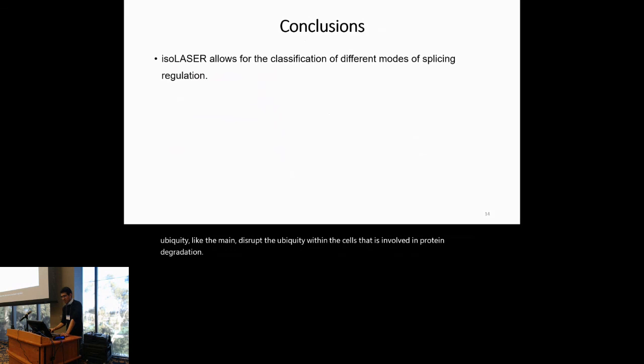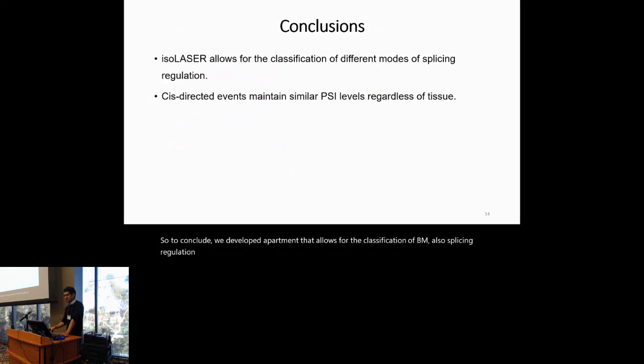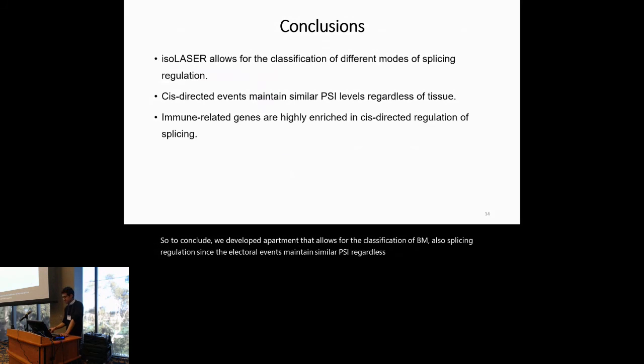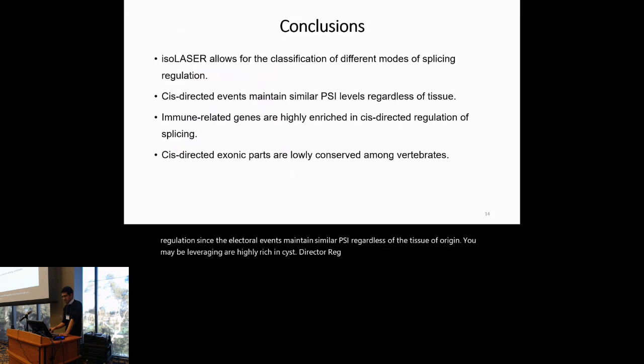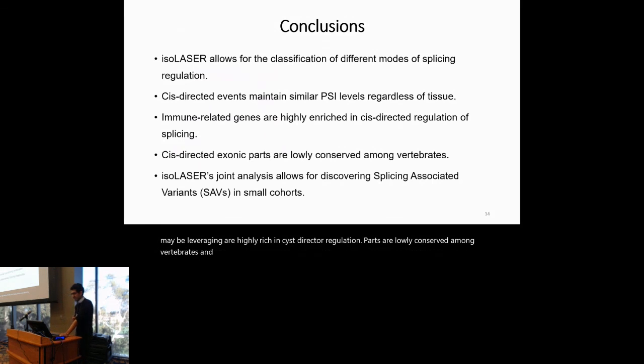So to conclude, we developed a pipeline that allows for the classification of different modes of splicing regulation. Cis-directed events maintain similar PSI regardless of the tissue of origin. Immune-related genes are highly enriched in cis-directed regulation. Cis-directed exonic parts are lowly conserved among vertebrates. And isoform-level joint analysis allows for the discovery of splicing-associated variants in small cohorts.